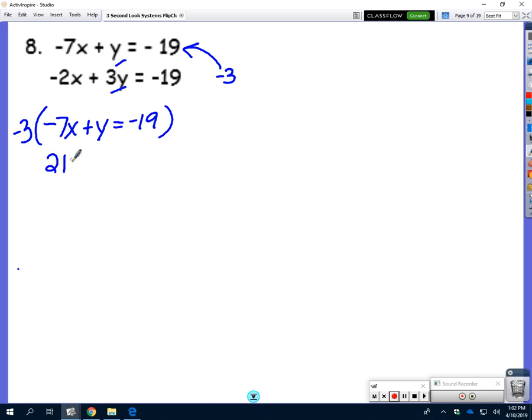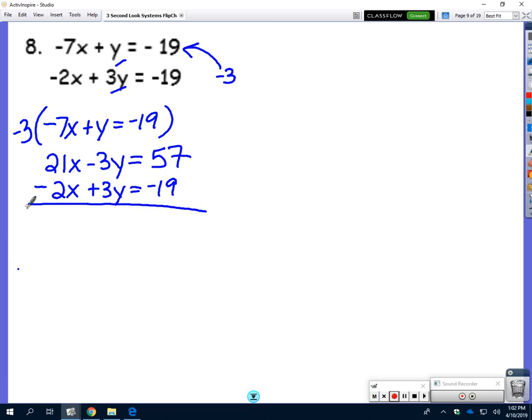to get 21x minus 3y equals 57. And then your second equation is -2x plus 3y equals a -19. You can just add them. You get 19x, the y's eliminate, equal 38. Divide by 19, x equals 2.